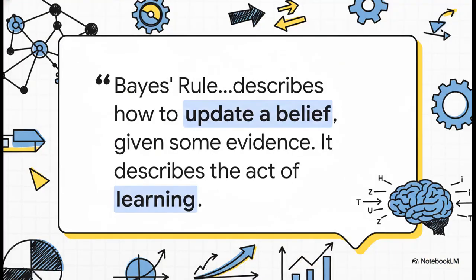And listen, this isn't just some random formula from a dusty textbook. As data scientist Peter Gleason puts it, it's pretty much the most important rule in data science. Why? Because it's literally a mathematical description of the act of learning. And that's a huge deal, especially in fields like machine learning.